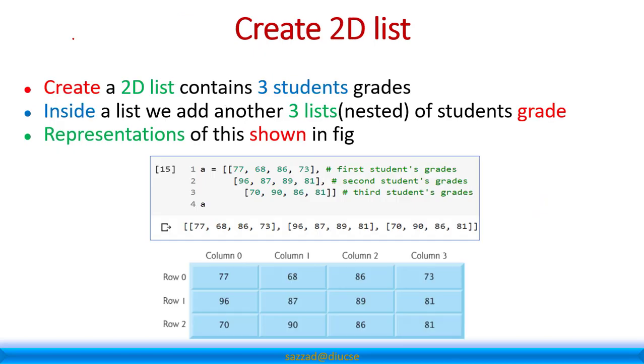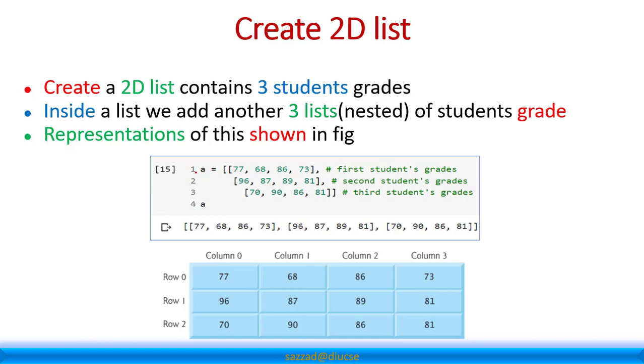So, creating a 2D list. Create a 2D list that contains 3 student grades. So we are going to create a 2D list which will contain 3 student grades. Inside a list, we add another 3 lists. So inside a list, there will be another list that is nested, of student grades. The representation of this is shown in the figure. So you can see the representation of this.